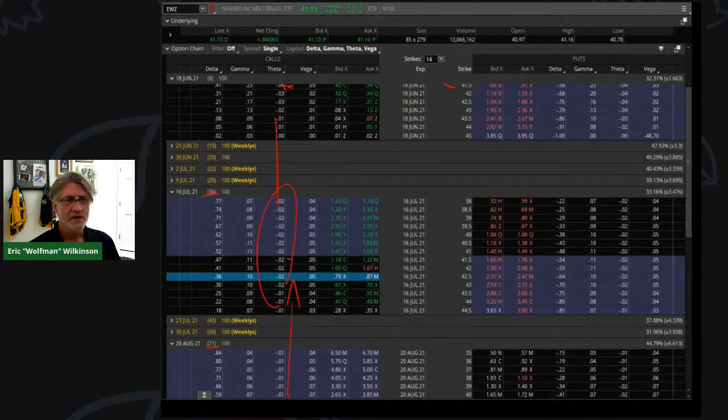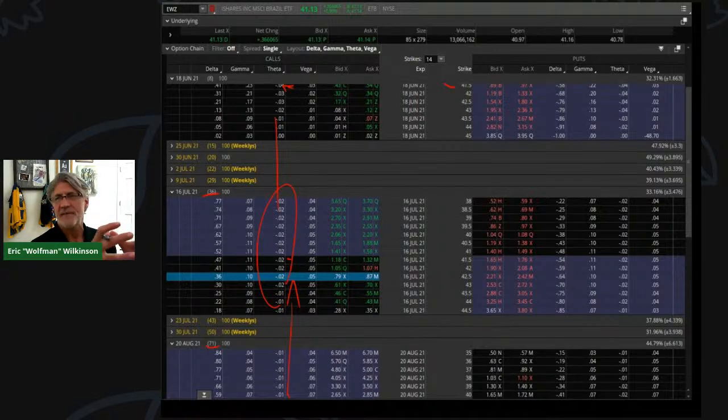All right. So with this one, what I would be looking for on this trade, let's just do a real quick review, is I've got high implied volatility. That means the premiums are expensive. I'm leaning towards selling an option, right?